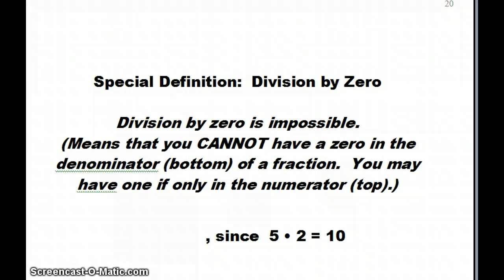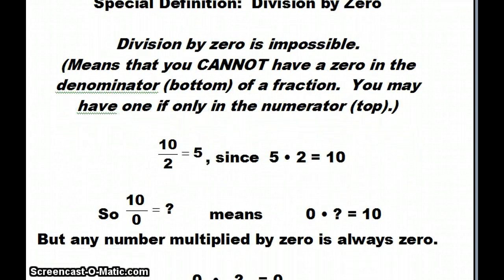One special rule that we want to talk about on page 20 is division by 0. Division by 0 is impossible. That means that you cannot have a 0 on the bottom, or in the denominator, of a fraction. You can have a 0 on the top of a fraction, but it cannot be on the bottom.